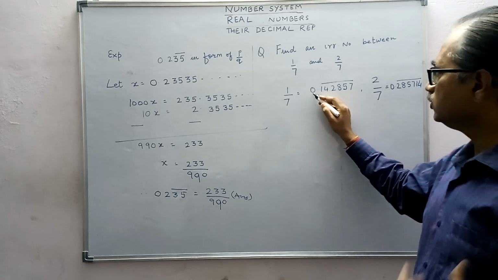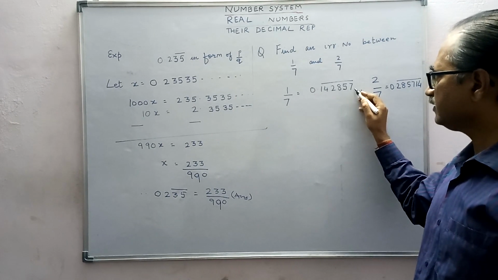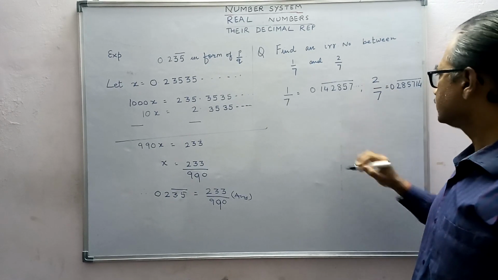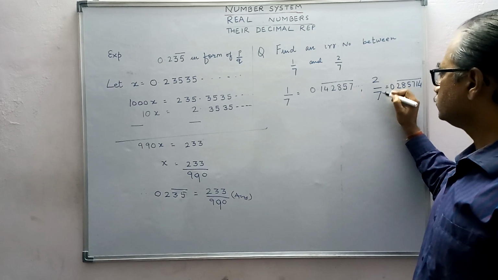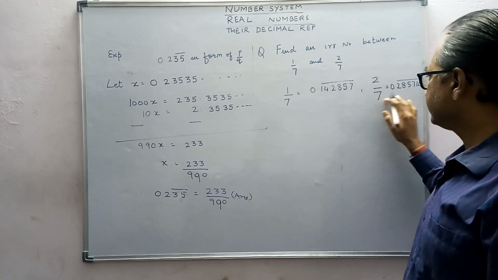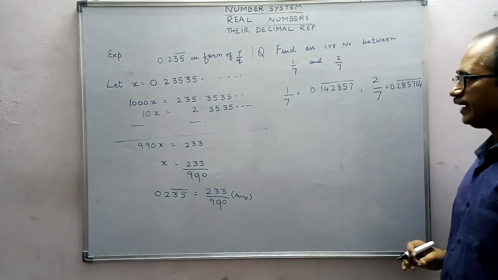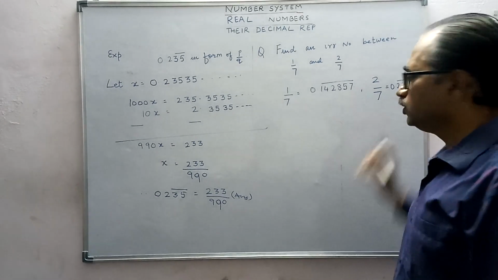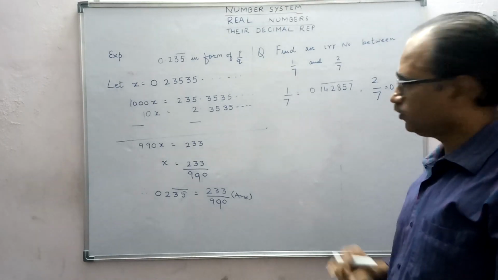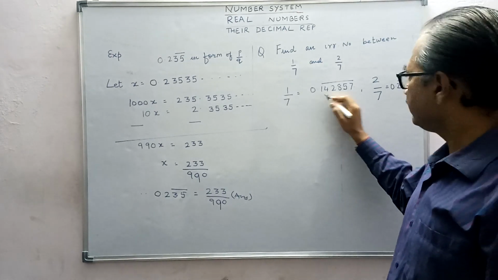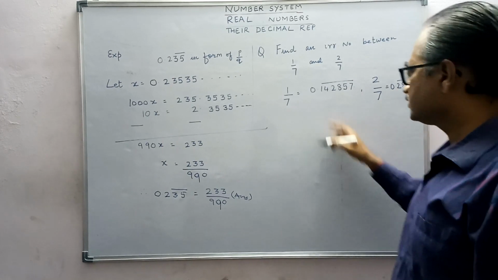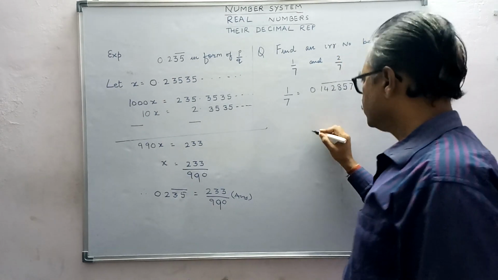So 1 by 7 is equal to 0.142857, again 142857, and so on. For this representation we apply a bar over it. Similarly, 2 by 7 is equal to 0.285714... Now we have to write certain numbers between these two which are neither terminating nor repeating. So what we will do is write a number in between them, between 0.142 and 0.285. That means any number that is irrational also.